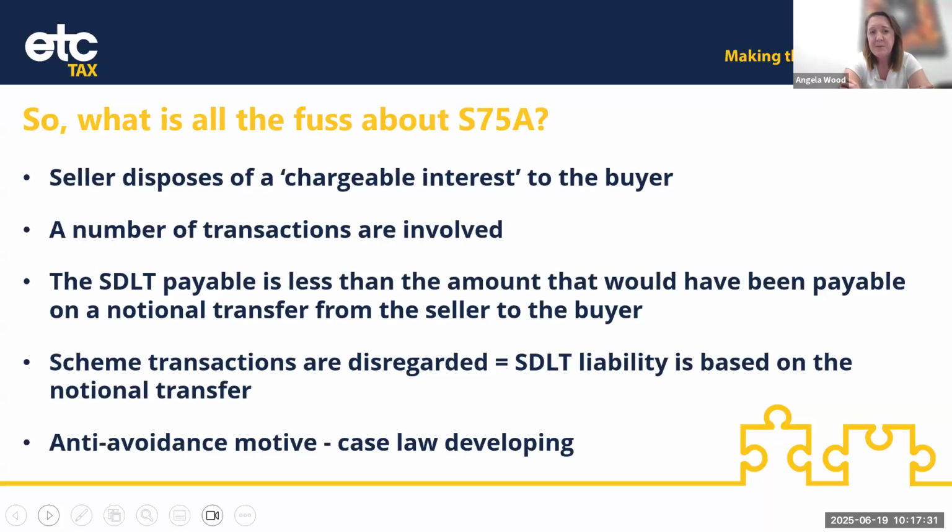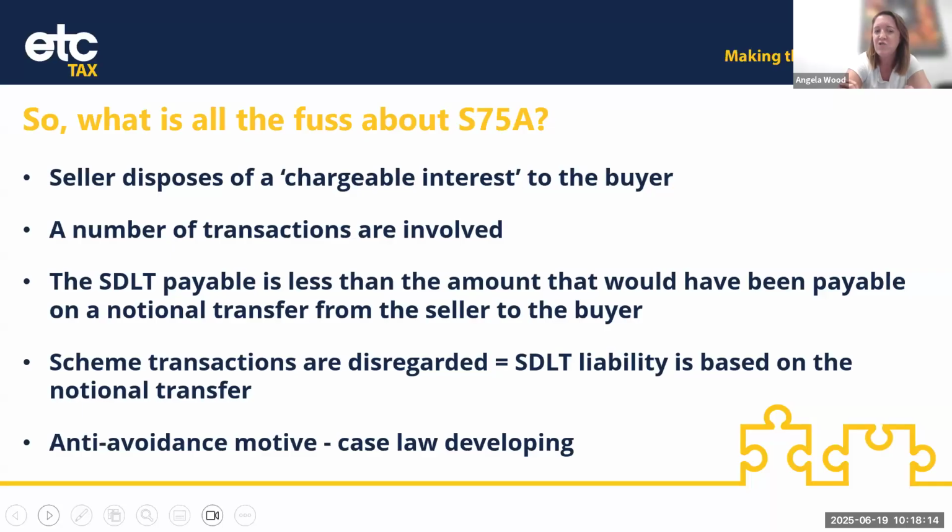So I think I've already mentioned some of this, but what is all the fuss about Section 75A? Sorry, I should have probably done this sooner. Where the seller disposed of a chargeable interest to the buyer, and I'm not going to define now what a chargeable interest is, but broadly some land or property that is subject to SDLT or could be subject to stamp duty land tax, and where there are a number of transactions or steps involved, and where the SDLT payable as an end result is less than the amount that would have been payable on a notional transfer from the seller to buyer. So where you ignore those steps, and the SDLT that would have been payable if you'd ignored those steps was higher than it was with the series of steps in place, then this is where we should be starting to think about Section 75A.